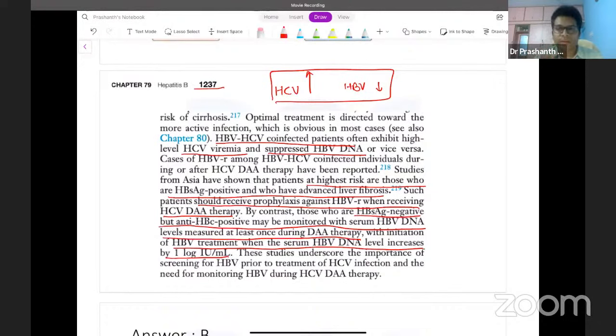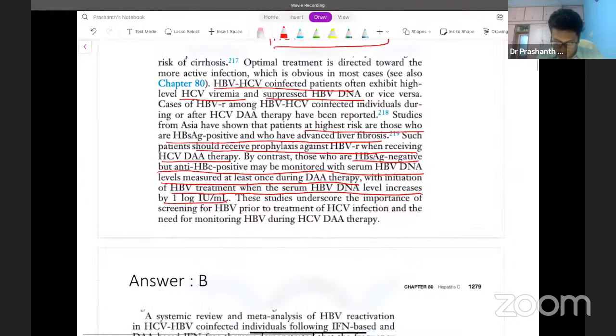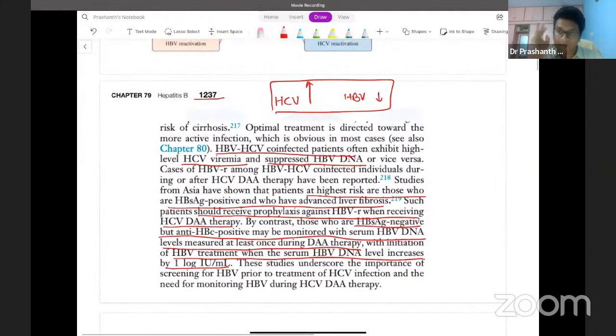So what they are trying to tell you is, I've mentioned the page number. Here, what they say is, when both are infected, this particular group of patients are at higher risk for HBV reactivation. In such patients, especially if these risk factors are there, you can consider prophylaxis. If HBsAg negative but anti-HBc is positive, then you might just monitor. This is where you have to look for these two particular risk factors in that particular patient.